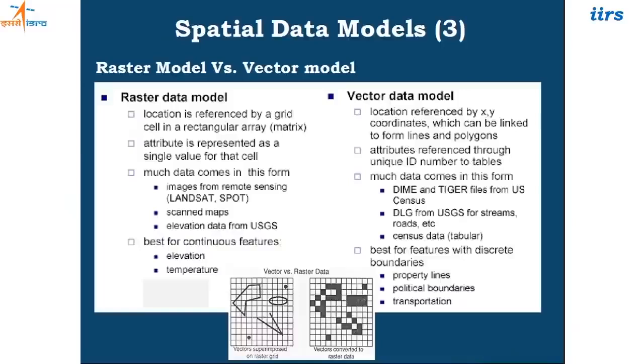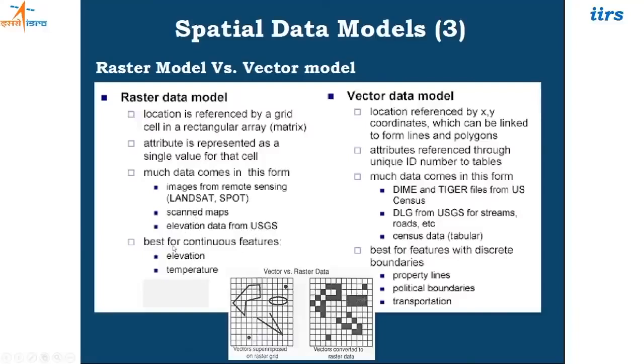Now if you compare this raster data model and vector data model, here the location is referenced by a grid cell in a rectangular array. Attributes are represented as a single value for that pixel. Much of the data comes from remote sensing images, scanned maps, or elevation data from some agency. It can be ISRO, it can be the US, it can be anything.